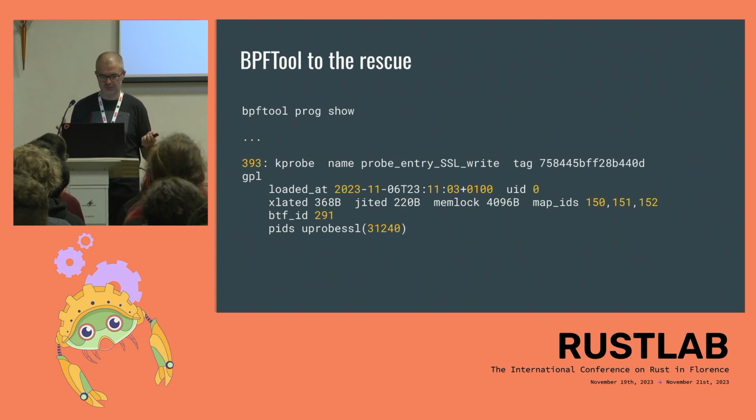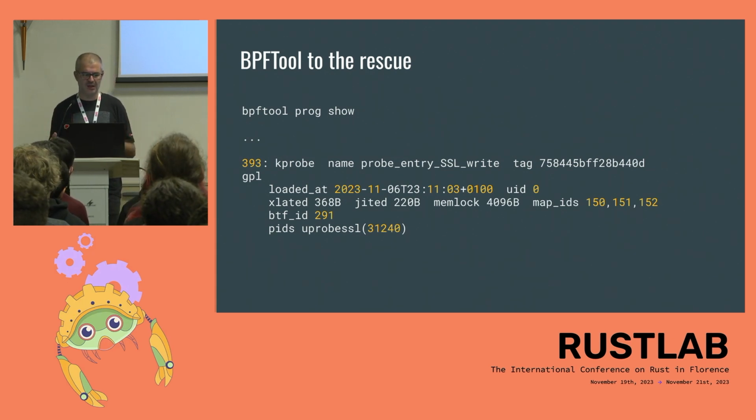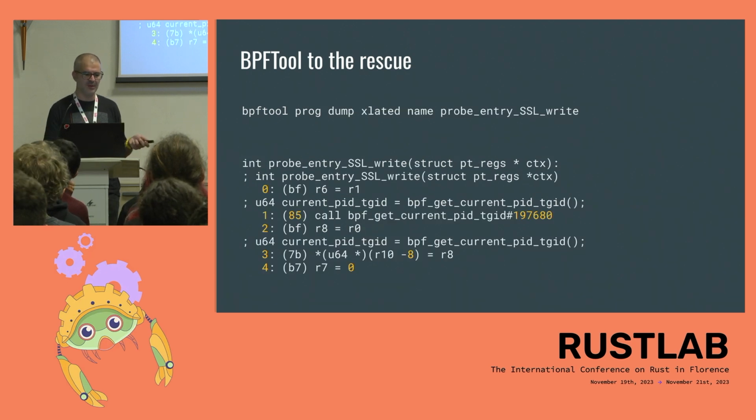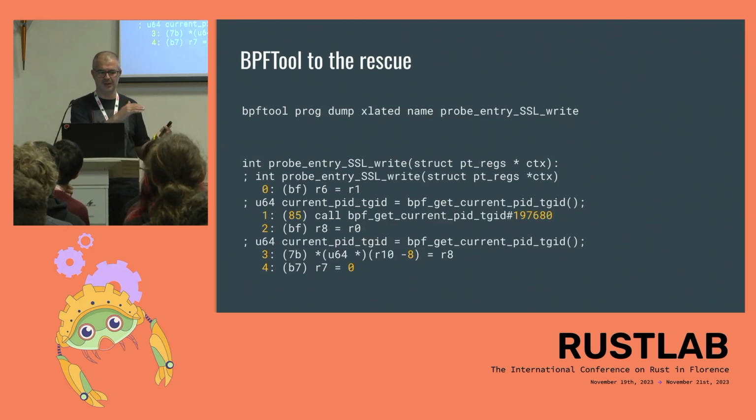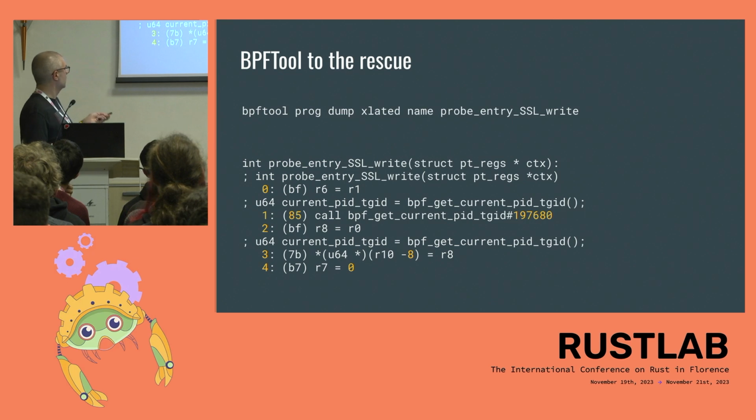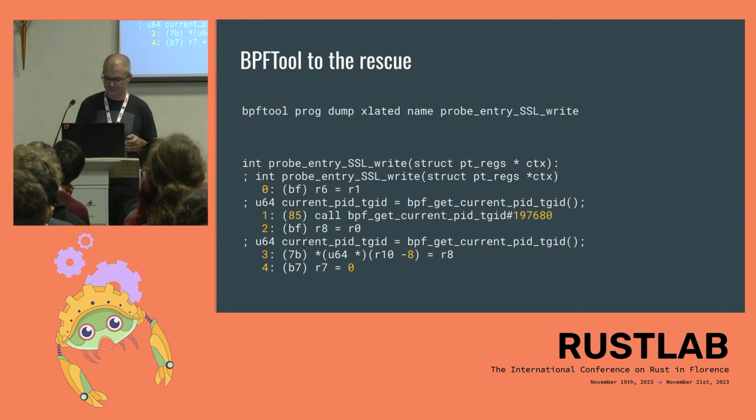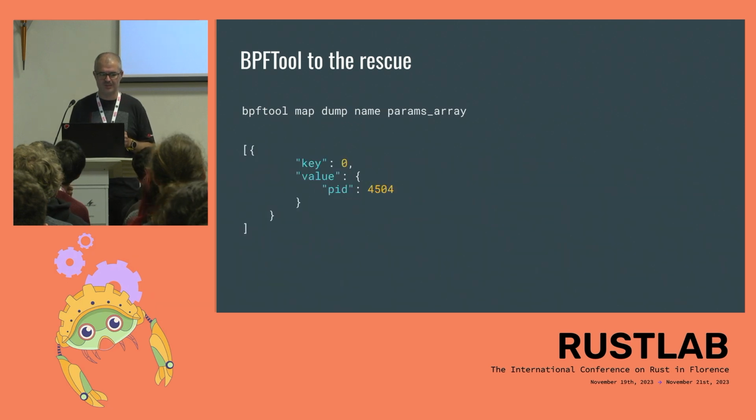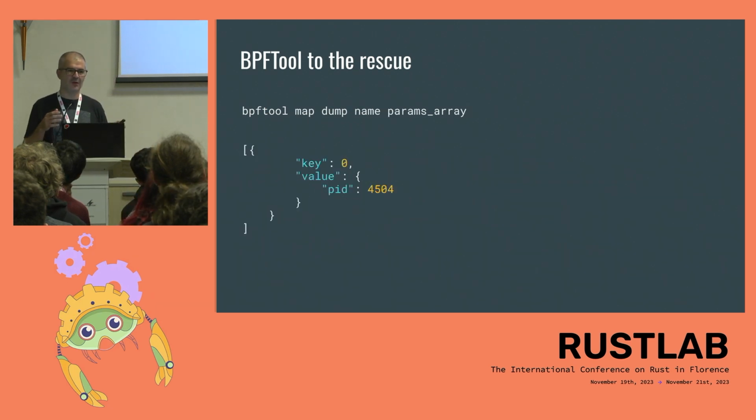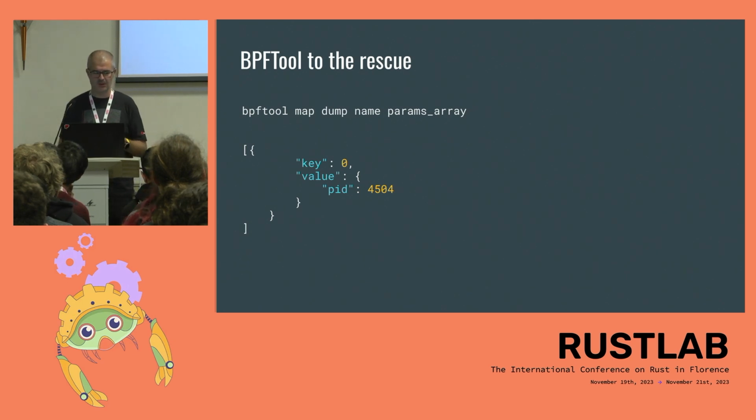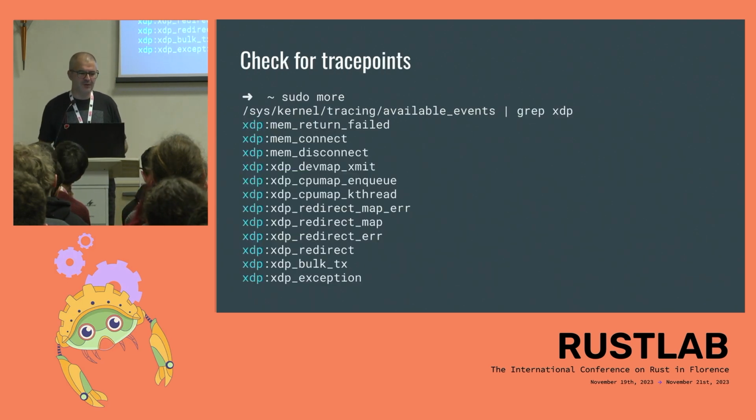You can use it to see what programs are loaded into the kernel. You can even dump them to see that you are the right program, and you get references to the registers. So it might be useful to understand the verifier error, and you can also inspect the maps. So if you want to know if the user space is filling the map correctly, you can inspect it by the command line. You can check for trace points. There are some trace points that are related to eBPF. So you use eBPF to debug eBPF.